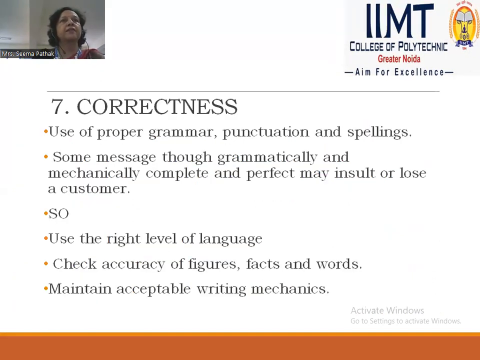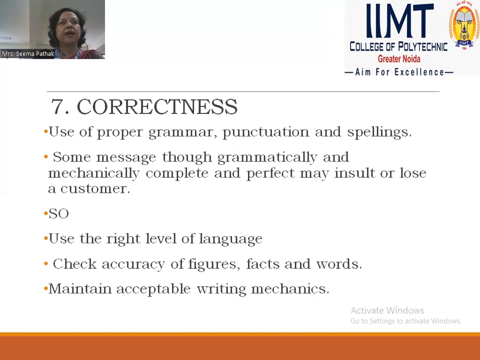Another point, correctness. Now, while speaking, while writing, we have to use correct grammar, correct punctuation marks, and the spellings, of course, need to be correct. Some messages, though grammatically and mechanically complete, may insult or lose a customer because people use punctuation marks in the wrong way, and spellings are often wrong. So use the right level of language. This means your words should be correct and appropriate.